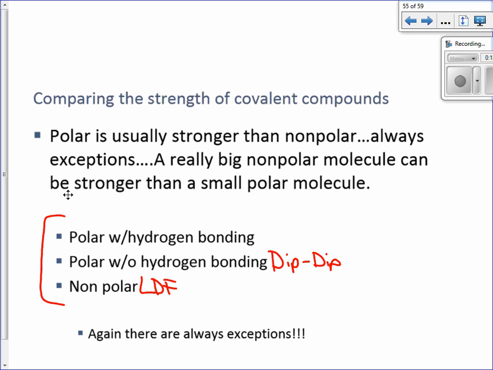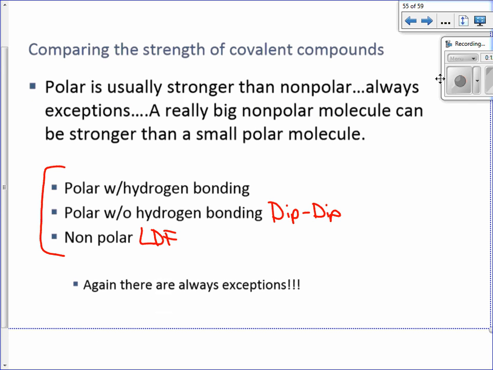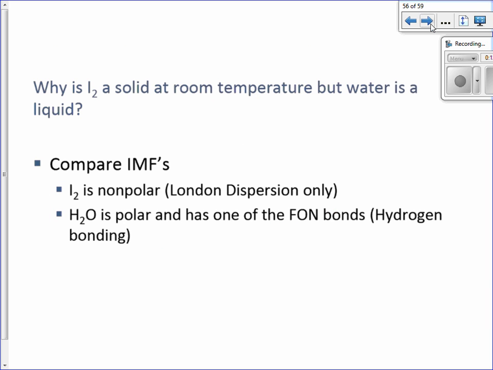So let's think about that. Why could that happen? Why would iodine be a solid and water would be a liquid? Iodine is nonpolar. It only has London dispersion. Okay? So think about that for a second. So let's regroup here. Why is I2 a solid at room temperature but water is a liquid? That would imply that I2 has a stronger force. Why would its force be stronger?